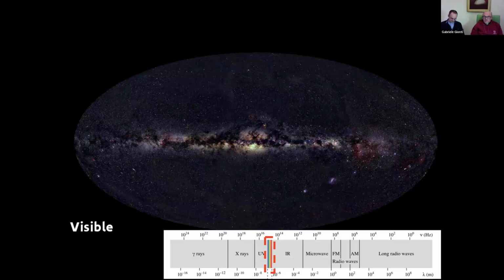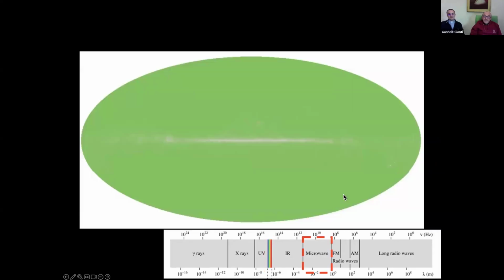We are all familiar with the universe in visible light. This is an all-sky map of the universe observed with the light that our eyes are able to see. But if you look at microwave wavelengths, the picture is very different. This is an all-sky map of the universe observed at microwave frequencies.